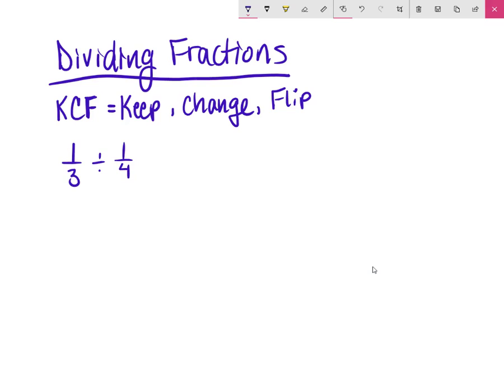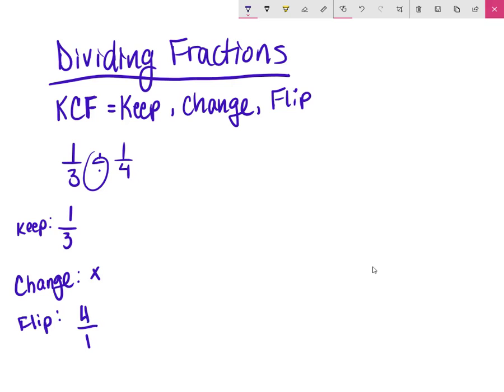Using the KCF rule, we're going to keep the first fraction the same. First fraction stays the same. Then we change our division sign to a multiplication sign. Lastly, we flip the last fraction from 1/4 to 4/1.